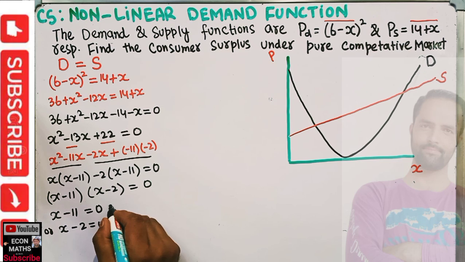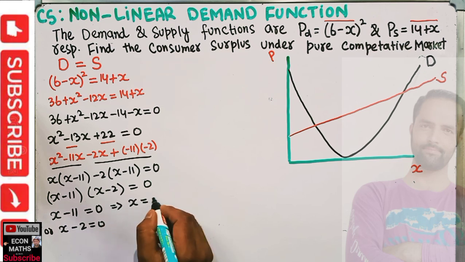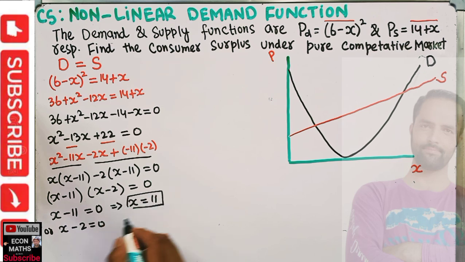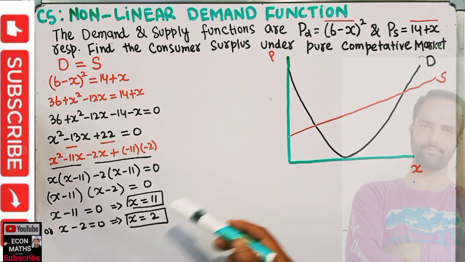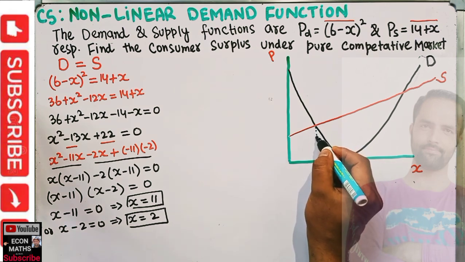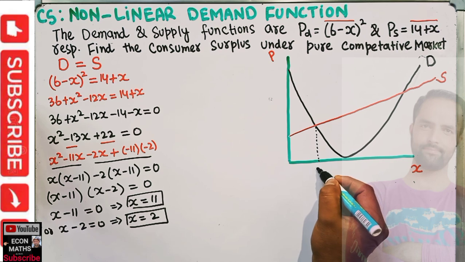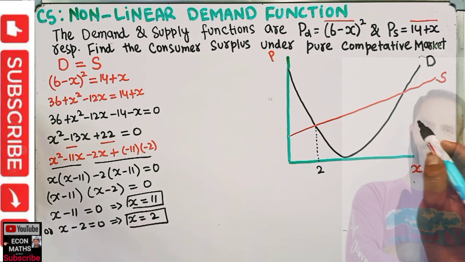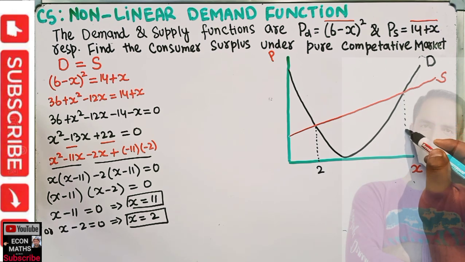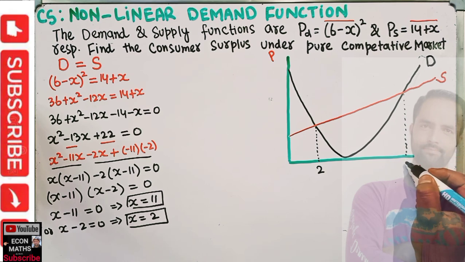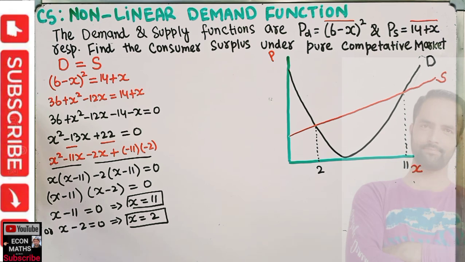If x minus 11 is equal to 0, then x should be equal to 11. If x minus 2 is equal to 0, that means x is equal to 2. Okay, so we got two points where the demand function is intersecting the supply function, at x is equal to 2, and at x is equal to 11.